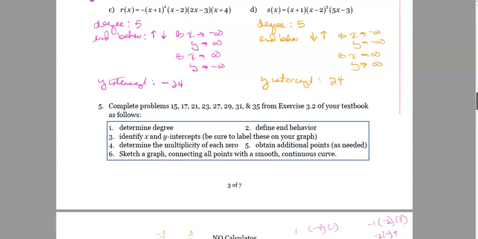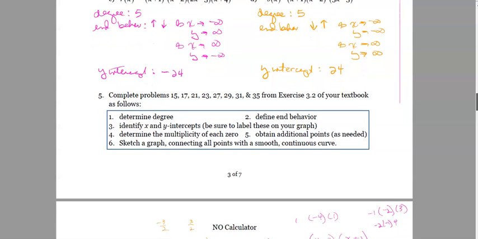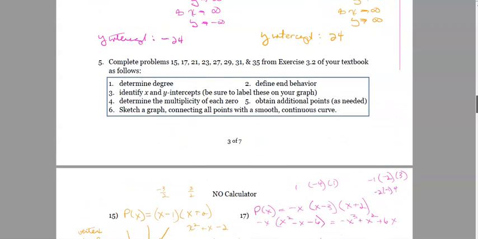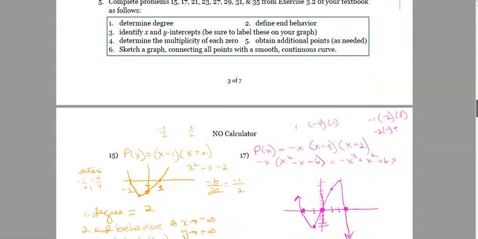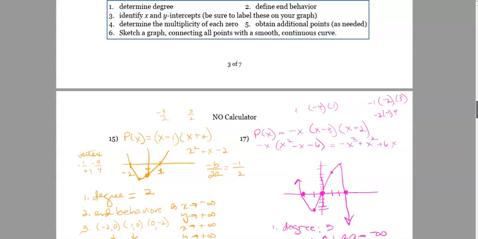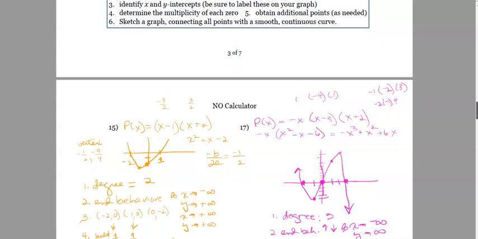Okay, so what we're going to do, this is back again in 3.2 of your textbook. So your job is to determine the degree, define the end behavior, identify the x and y intercepts, be sure to label these, determine the multiplicity of each 0, obtain additional points as needed. So in class I talked about, like, you know that this is going to churn back down, but how high does this get right here for 17? You could plug in extra numbers here, which is what I did to give me an idea of how high it's going. We're not going to require that of you, but it is a way to make your graph more accurate.